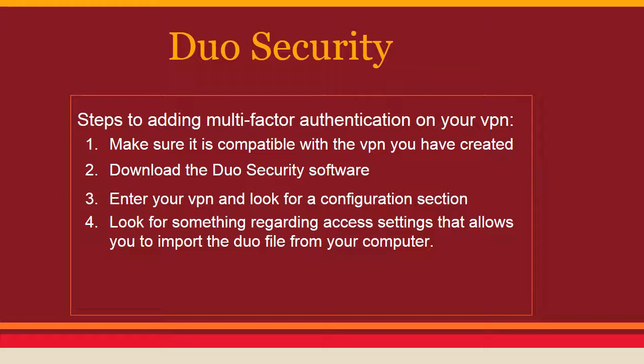The first thing you want to do is make sure that it's compatible with the VPN that you've created. Then you would download the security software to your computer. You want to enter your VPN, your virtual private network, and look for the configuration section. Then find the area where you can access the settings that allow you to import the Duo Security file, or whichever company you've used, from your computer into the virtual private network.